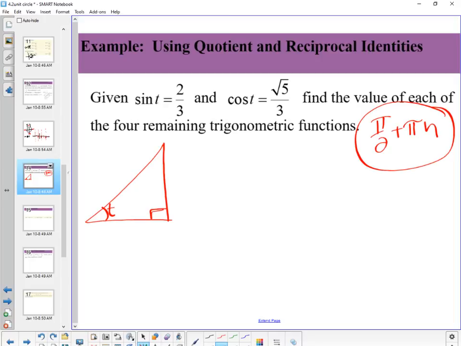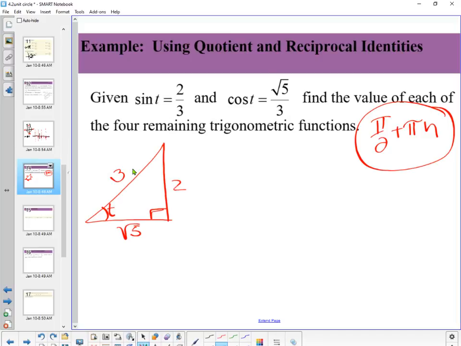I'm very visual. So what I'm going to do is create a triangle and put angle T on here. The sine is 2/3. That means the opposite is 2. Sine is opposite over hypotenuse, so the opposite is 2, the hypotenuse is 3, correct? Cosine is adjacent over hypotenuse. So when I look at cosine, that means my adjacent side is radical 5, and I just confirmed that the hypotenuse is still 3. So this is the triangle I'm working with.